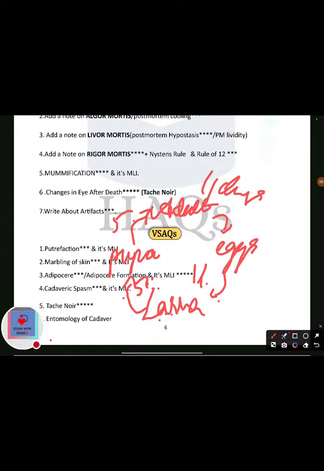So what is the time required for gastric emptying? Approximately: light meal 2 hours, medium meal 4 hours, heavy meal 6 hours. First carbohydrates, then proteins, and lastly fat empties from the stomach.